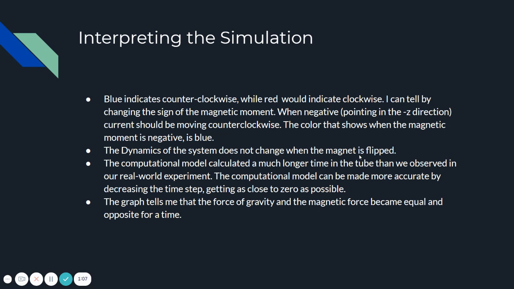The dynamics of the system does not change when the magnet is flipped. The only thing that changed is the direction of the current, but that does not change the overall dynamics of the magnet. The computational model calculated a much longer time in the tube than we observed in our real-world experiment. The computational model can be made more accurate by decreasing the time step, getting as close to 0 as possible. The graph tells me that the force of gravity and the magnetic force became equal and opposite for a duration.